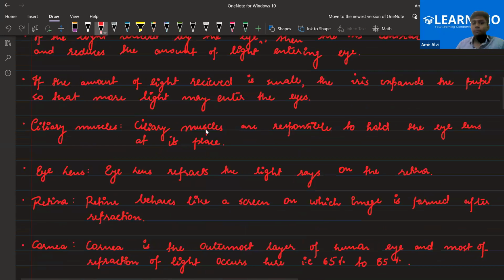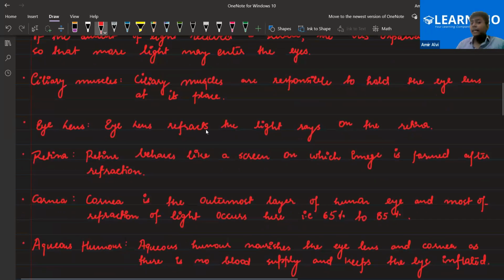Next is the retina. The retina has two functions. The first function is that it behaves like a screen. Obviously, we need a screen because the image formed by the human eye is a real image. So we should have a screen to obtain that image, right, everyone? If we are not able to obtain that image, how is it possible to see it? That's why the retina acts as a screen in the human eye.